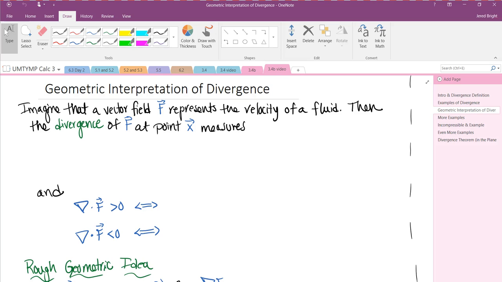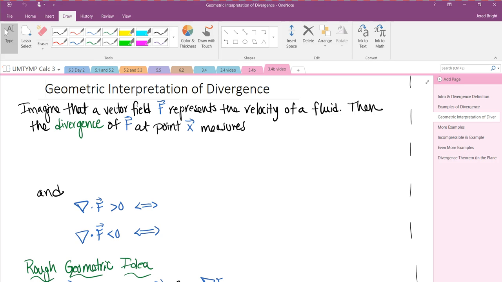So we know some things about divergence already, right? We know it's the del operator dotted with the vector field. Okay, great. And in the last video, we saw calculations and kind of started to connect it to the geometry, but we still have this kind of vague idea of geometry. And so here's really how we interpret divergence geometrically.